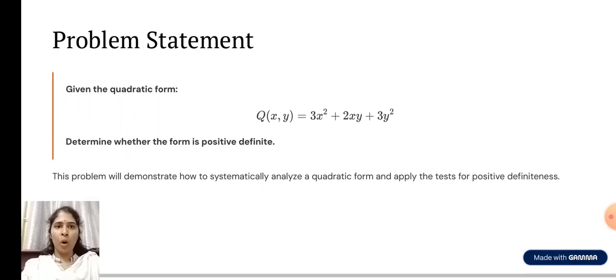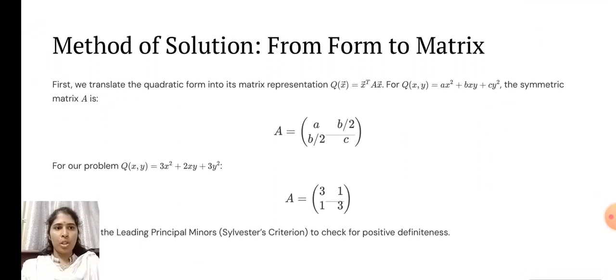Let us see the problem statement. Here we are going to consider the equation 3x square plus 2xy plus 3y square. Determine whether the form is positive definite. That is the problem statement. Here we are going to find whether the value is positive or not.